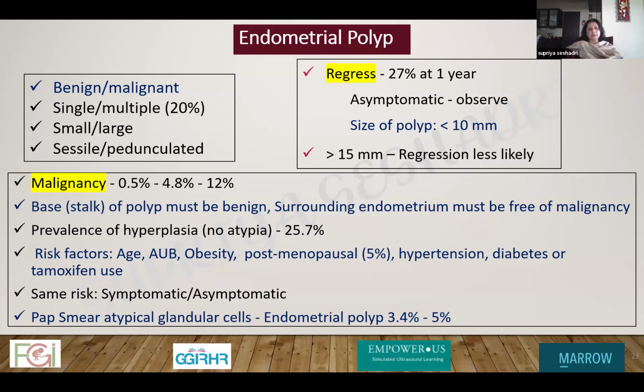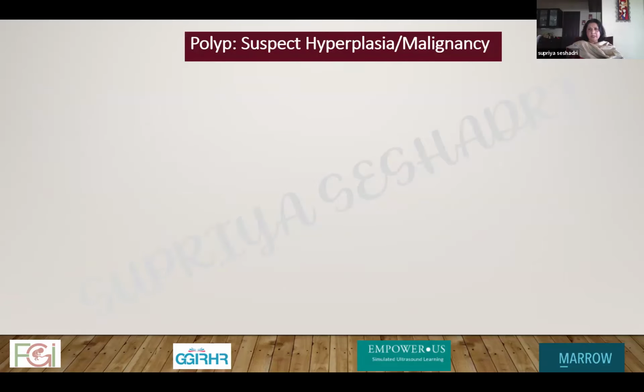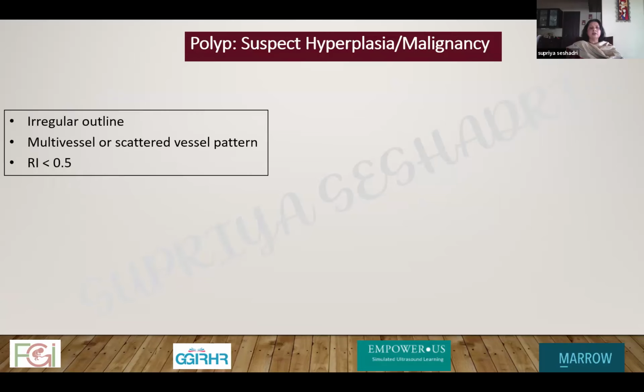And another clue is when on a pap smear we get atypical glandular cells, then it is said that the incidence of endometrial polyp in such cases is in the range of 3.4 to 5%. Now, when will we suspect hyperplasia or malignancy in a polyp? When the polyp has an irregular outline. Sometimes, if we're seeing it closer to ovulation, we might see ovulatory fluid. Else, SIS will help us to define the outline of the polyp. And if it is an irregular outline, then that is again a clue to hyperplasia or malignancy.